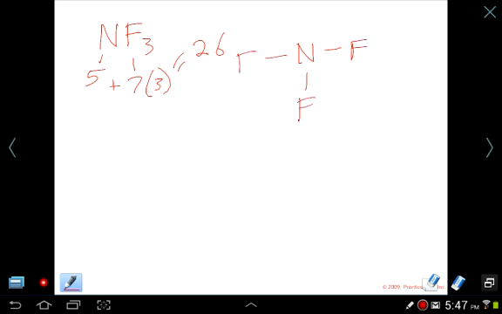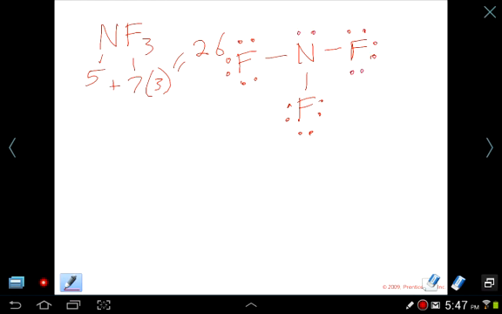So we have NF3 to begin. Each nitrogen brings with it 5 electrons. Each fluorine 7. We have 3 fluorines. Adding them up, we have 21 plus 5. We get 26. And having 26, we put nitrogen in the middle, 3 fluorines around the outside, and we have 2, 4, 6. Let's put the rest around the outside: 7, 8, 9, 10, 11, 12, 13, 14, 15, 16, 17, 18, 19, 20, 21, 22, 23, 24, 25, 26.